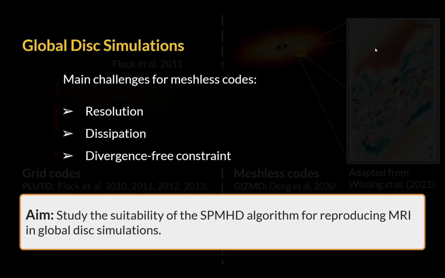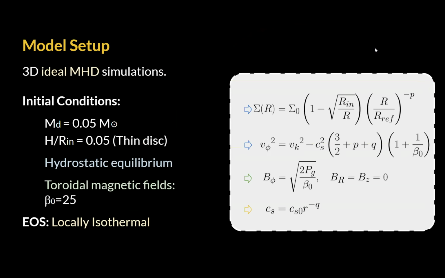So based on that, the main objective of our study is to evaluate the suitability of the Smoothed Particle Magnetohydrodynamic algorithm to reproduce MRI in global disk simulations. This is the model setup that we use. We only assume a gas disk with ideal MHD. For the initial conditions, we consider a disk with 5% the mass of the central star. The disk is thin, and we assume at the beginning there is a hydrostatic equilibrium.